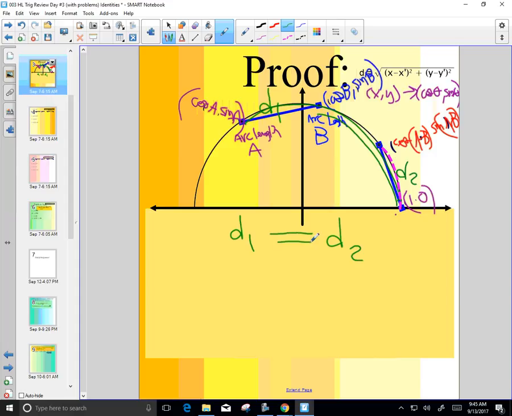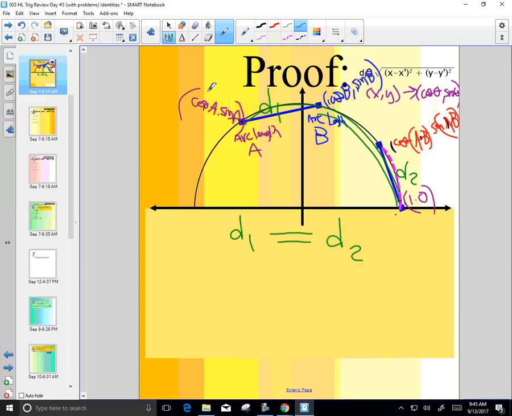Here's where the fun begins. We're going to take the distance formula for D1 and the distance formula for D2, and we're going to set them equal to each other, and this is going to take some space. Now, if I'm really gifted, I can get all of this in one row. On the smartboard, we'll see how that goes.